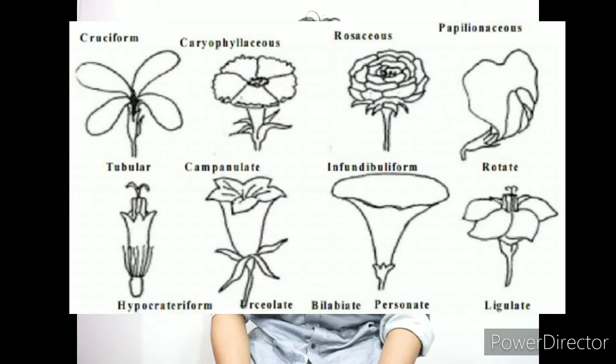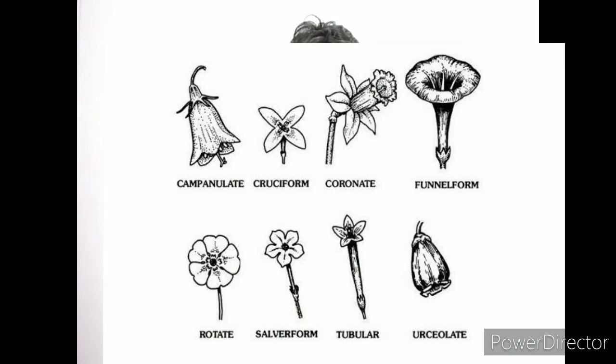Now, the shape of the corolla. It also has various shapes like cruciform, caryophyllaceous, rosaceous, campanulate, tubular, rotate, papilionaceous, bilabiate, personate, ligulate, and auriculate. There are various terms. When you look at various shapes of the corolla, you can see they can be hollow, they can be cylindrical, and they can be of tubular structure.